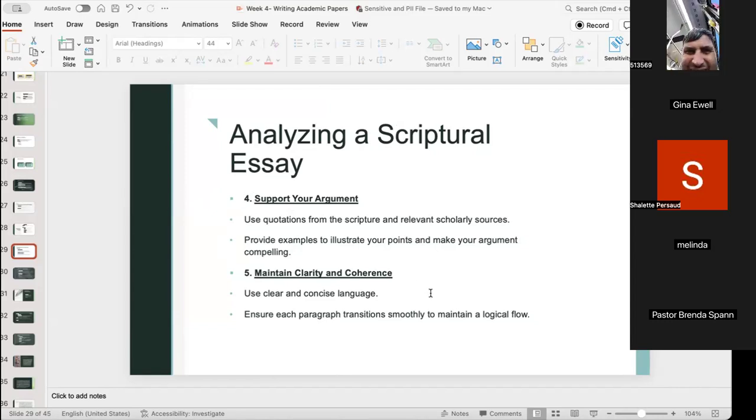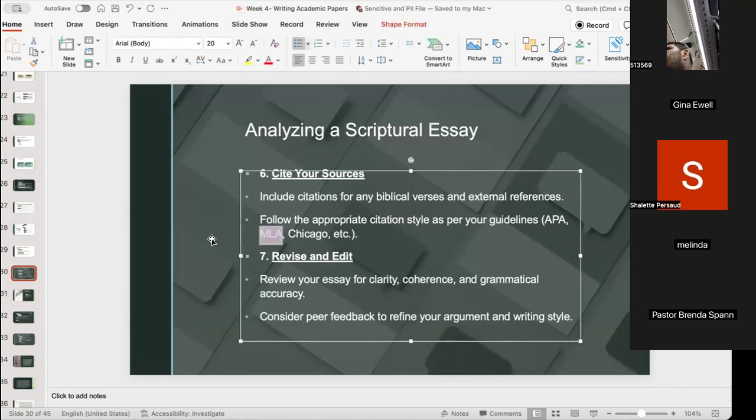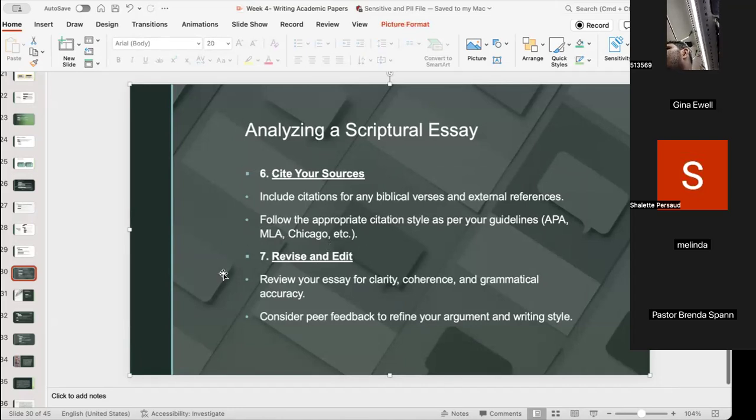You're going to use clear and concise language. Make sure that each paragraph transitions nicely into the next paragraph. Make sure you cite your sources. Include any citations for biblical verses or any other references you use. Okay, you're going to follow, like I said, the MLA style.